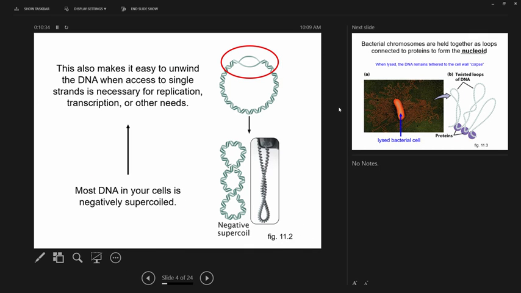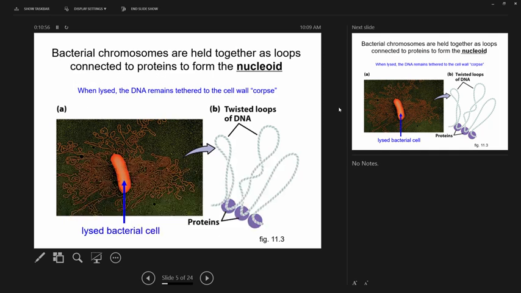All right, so like I said, if you want to unwind this, it's pretty easy to do. So this is the first level of compaction. We're going to talk about prokaryotes and eukaryotes. For prokaryotes, there's just a little bit more than this. For eukaryotes, we're going to talk about histones, but this is the first level here.